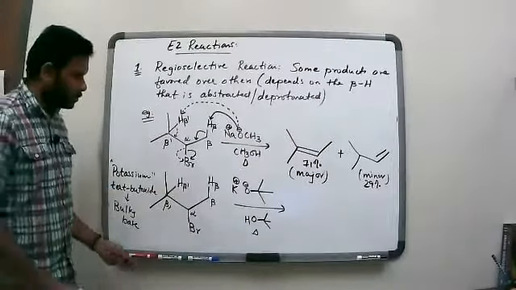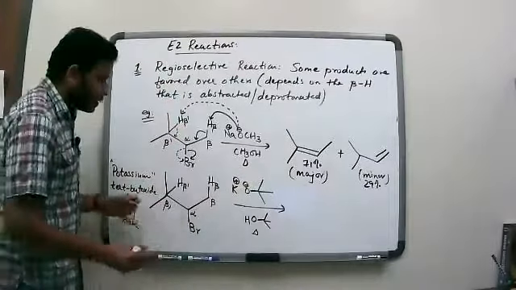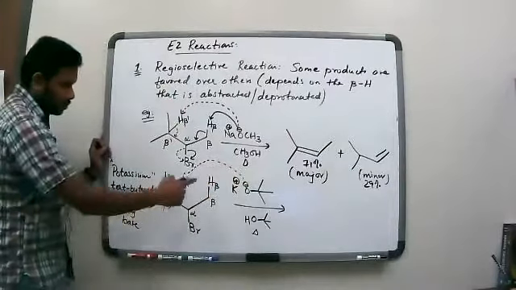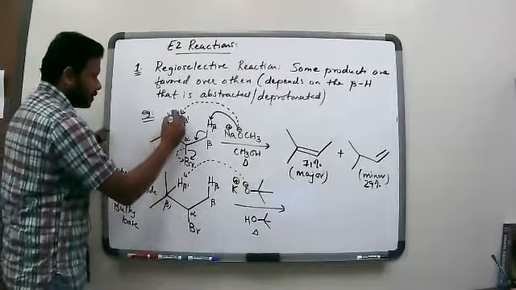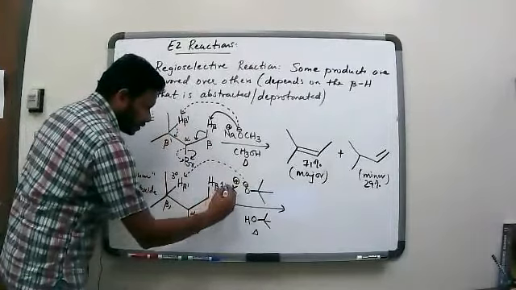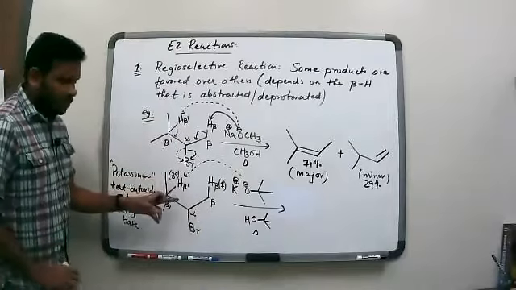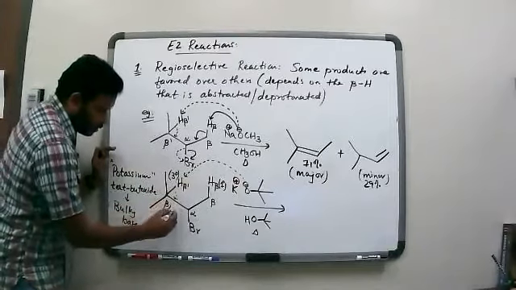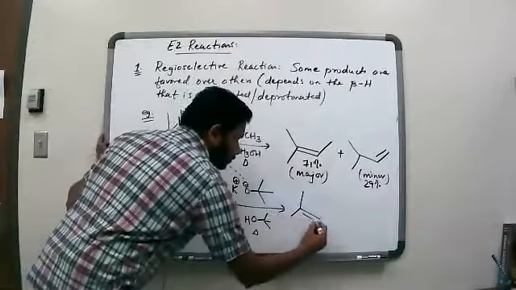So if I do this substitution, now my base is really big, it's bulky. And so the base is less likely to go for H beta prime, because it's a tertiary hydrogen. This is a tertiary beta hydrogen. This one is a primary beta hydrogen. So the base is less likely to go for H beta prime and give us the elimination product, which would be this.